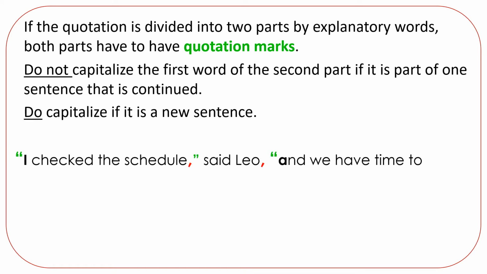"I checked the schedule," said Leo, "and we have time to eat." Said Leo are explanatory words. So there's a comma after schedule and a comma after Leo, and then no capital on and. The sentence ends after eat.